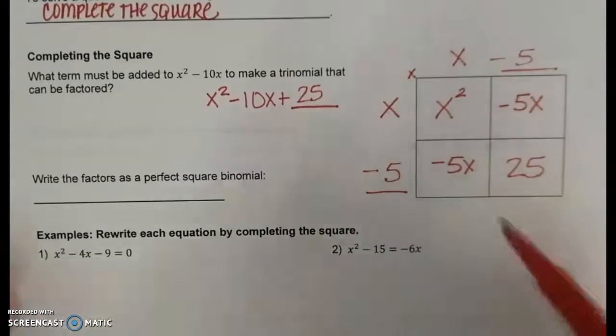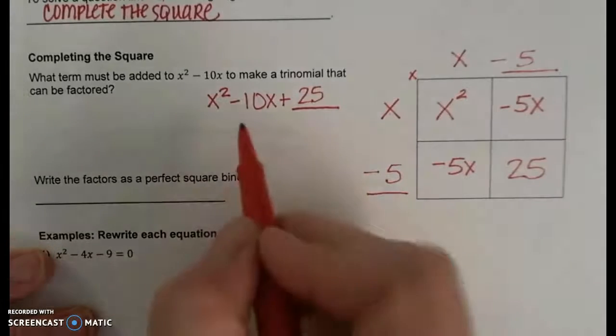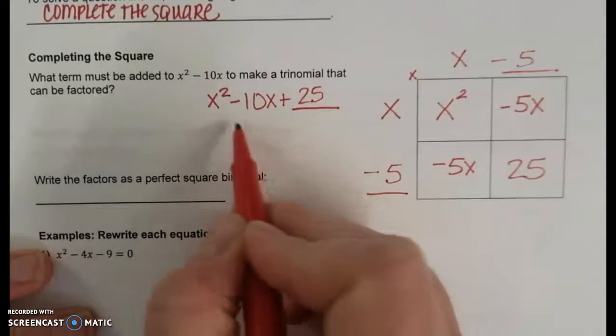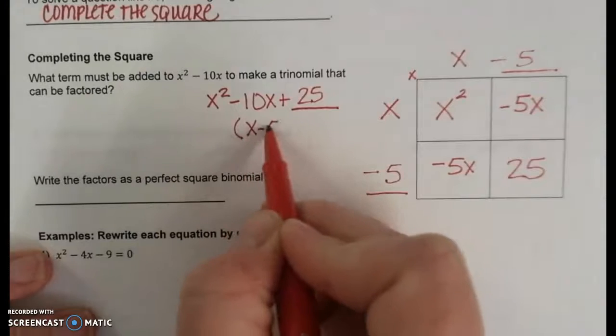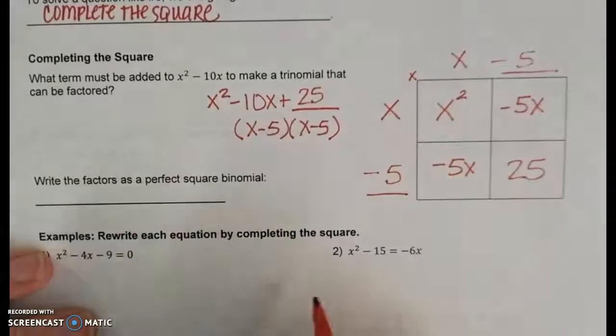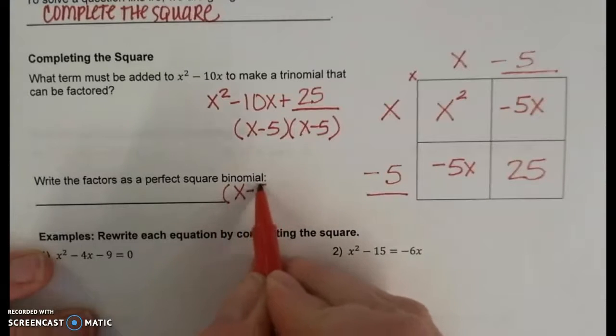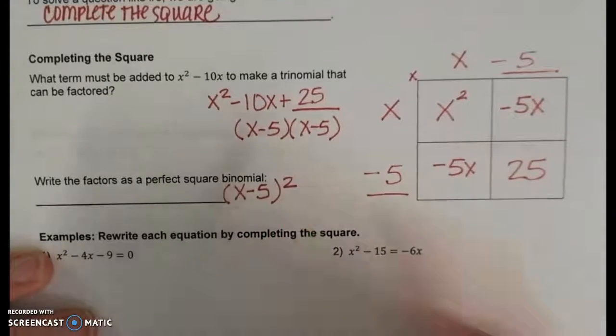If I want to factor this, I need to know what multiplies to positive 25, but adds to negative 10. That's negative 5 and negative 5. X minus 5 times x minus 5. And we can shorten this up to be a perfect square binomial and write it as x minus 5 squared.